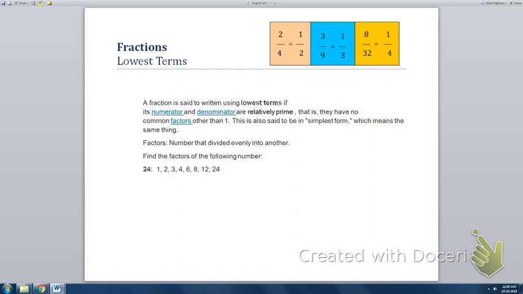Quite a few. What that means is 2 times 12 would be 24 and the opposite, and 3 times 8 is 24, and 4 times 6 is 24, and 24 times 1 is 24. So all of these numbers will divide evenly into 24, and they are called the factors of that number.